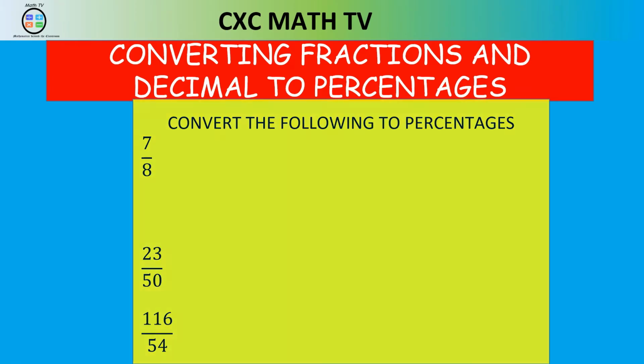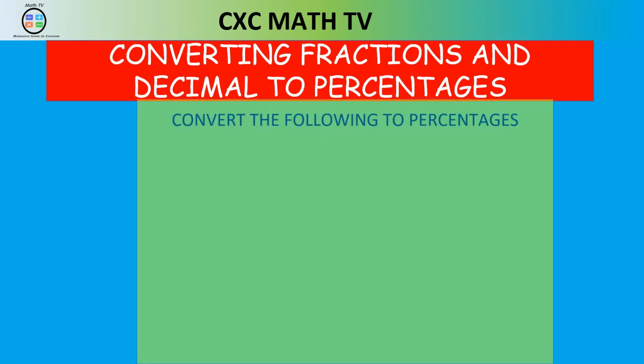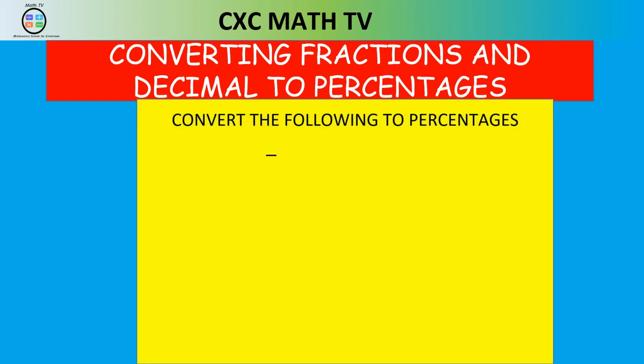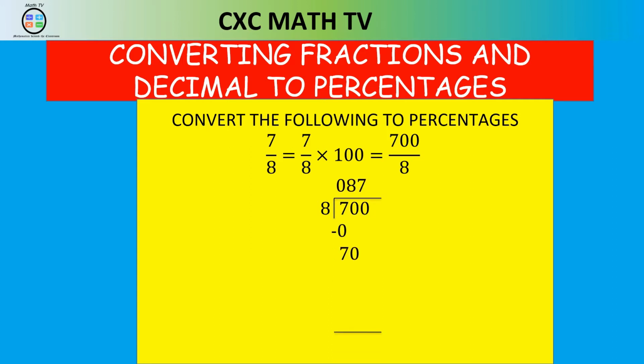Alright, so let's go. So we have 7 over 8 and we want to convert it to a percentage. So we multiply it by 100. Now 7 times 100 is 700. And so we have 700 divided by 8. Now, we're going to need to do some division here. So let's set up our long division. 8 into 7, that cannot happen. So 8 times 0 is 0. 7 minus 0 is 7.